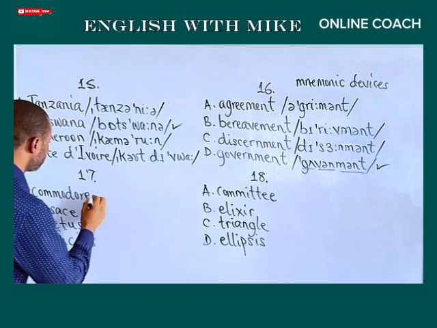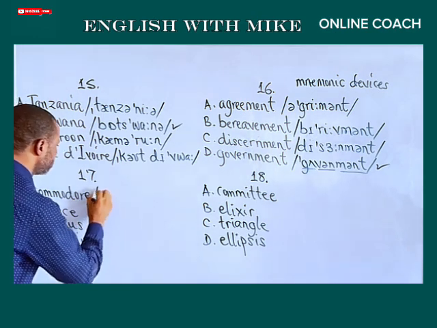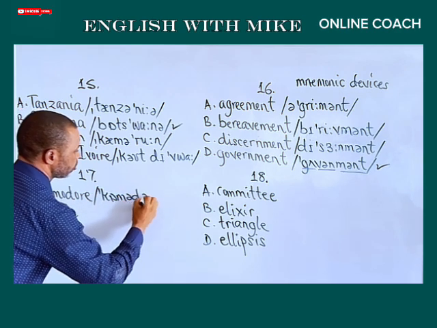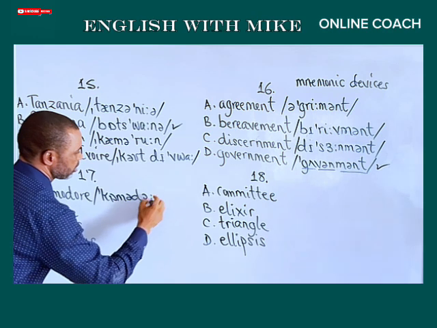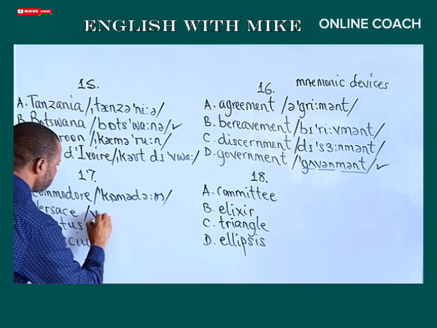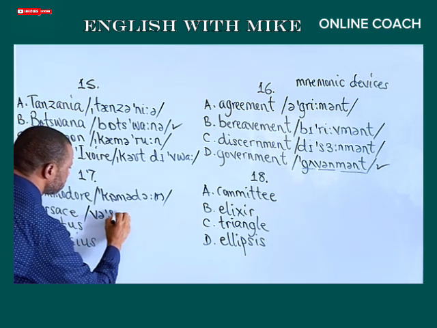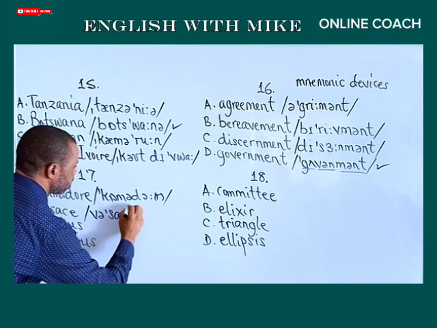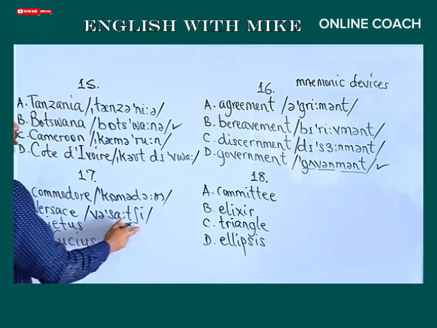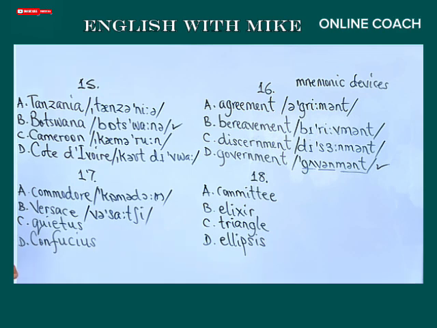Come here, please. What do we have here? It's a military term or word. We have commodore. I'll put this in brackets. Commodore, right? Here we have Versace. You see that? Versace, not Versace. It's a fashion brand, Versace.